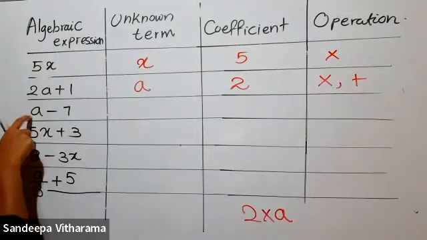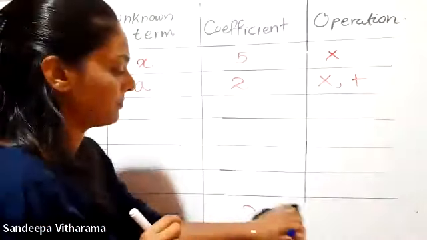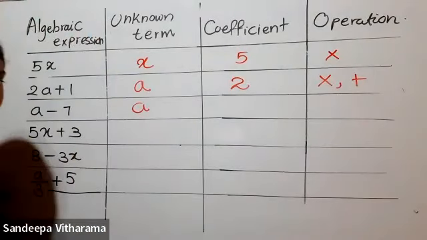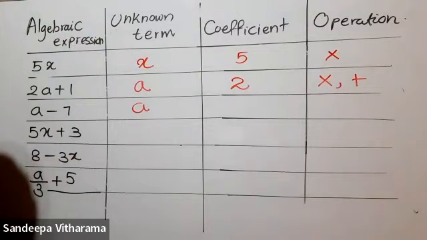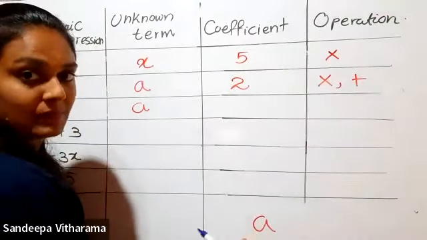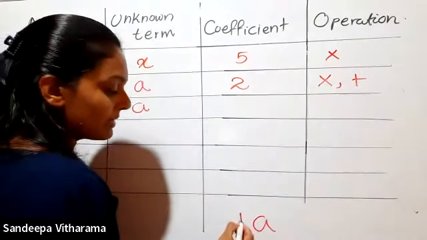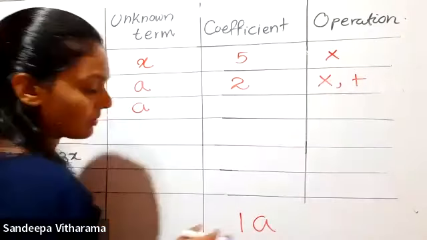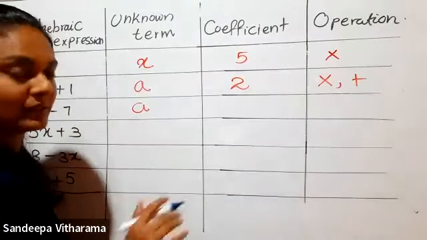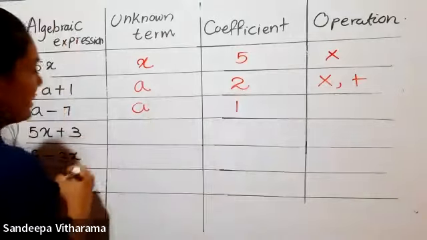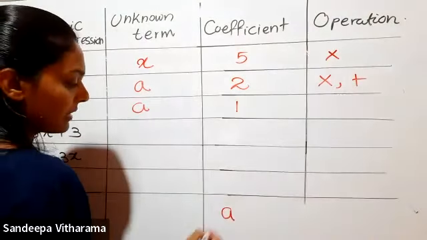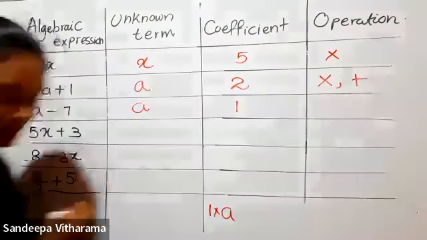Okay. Then here what is the unknown term? A. What is the coefficient of a? When there's nothing with the unknown term, remember it is 1. But when the coefficient is 1, we do not write 1. And remember that a has been formed by multiplying 1.